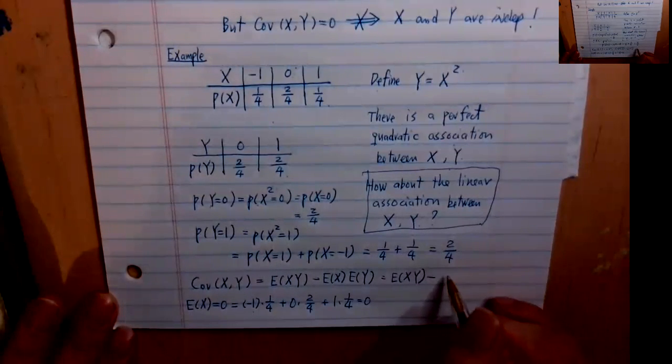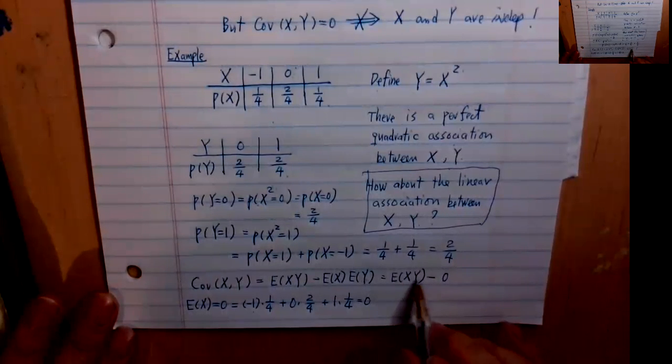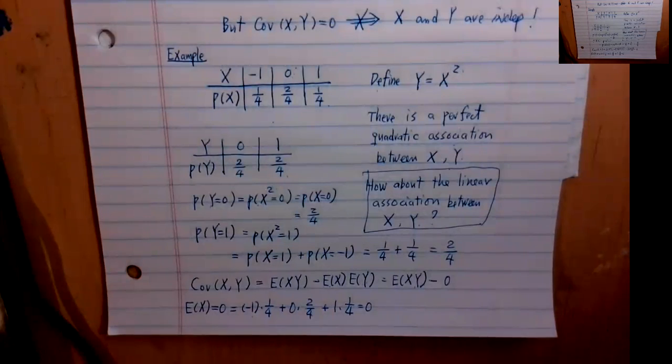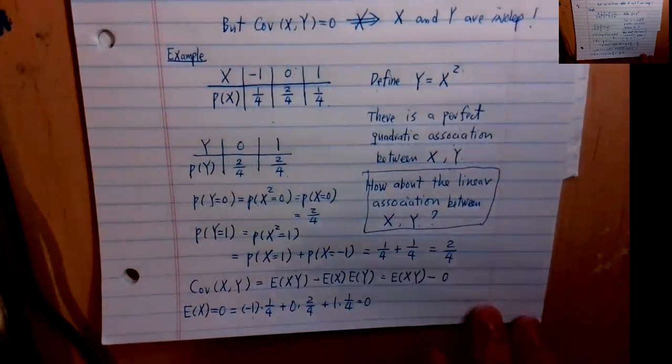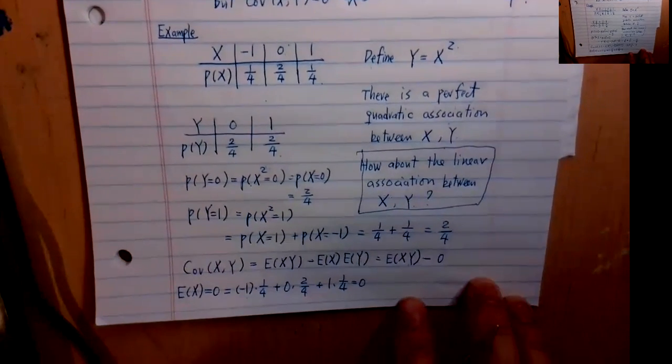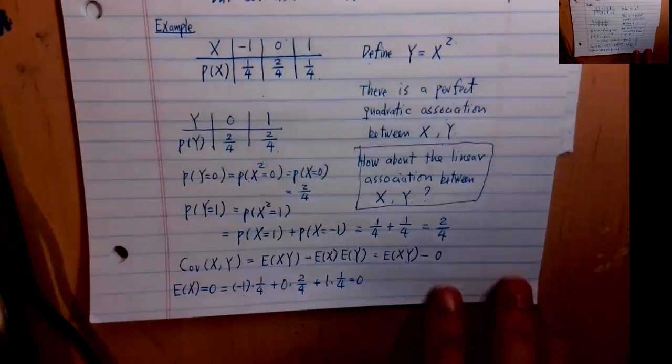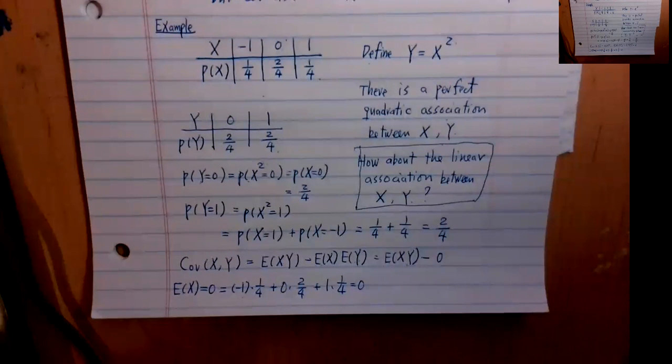So EX is 0, and we don't need to find EY, right? All we need to find is just EXY. How are we going to find EXY? Let's stop here for 20 seconds. Think about what I just said. Then we continue. I'm going to flip to the next page and finish up this one.